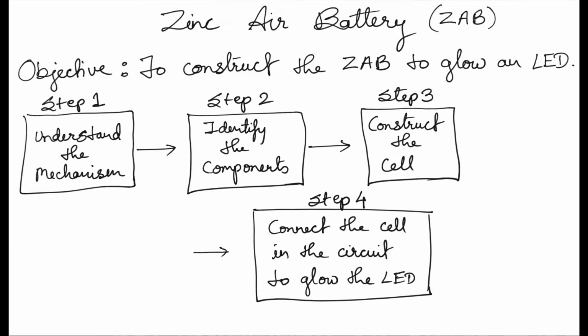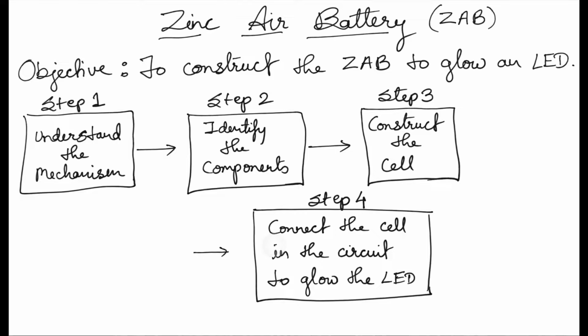Hello everyone. We'll learn about zinc air batteries in this experiment. There is a broad category of metal air batteries, which are basically electrochemical devices to store electrical energy. Depending upon the anode material, there are zinc air batteries, magnesium air batteries and aluminum air batteries. The objective of our experiment is to construct this zinc air battery and try to glow an LED.